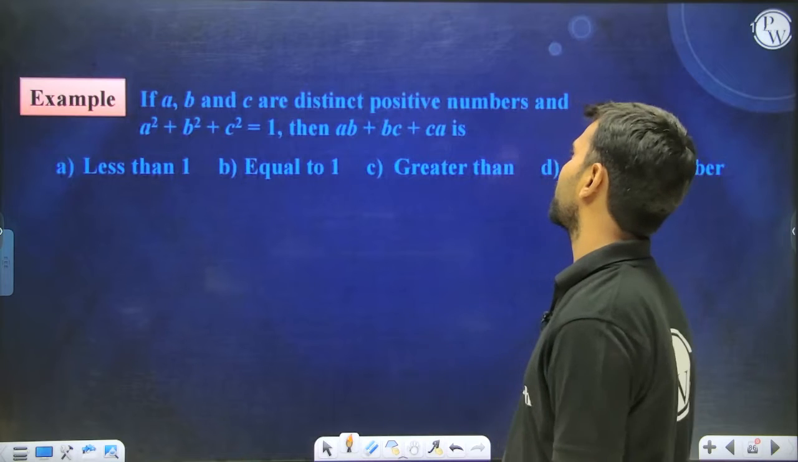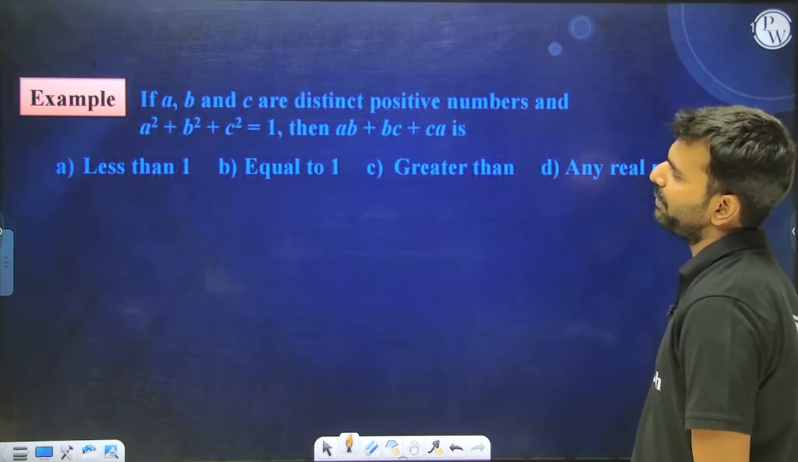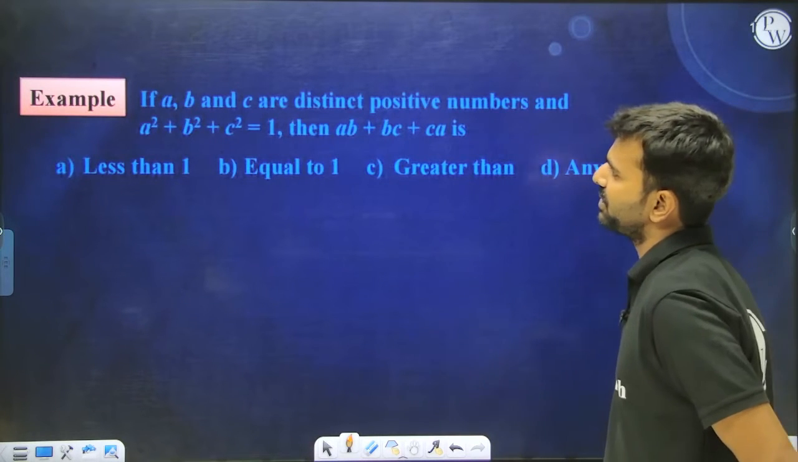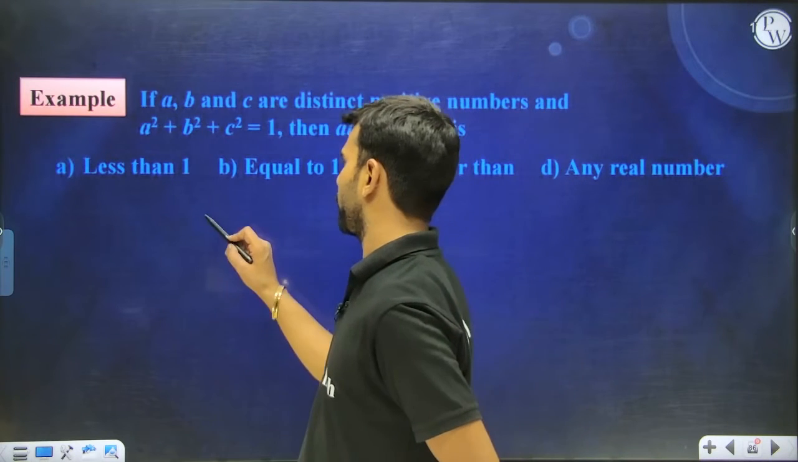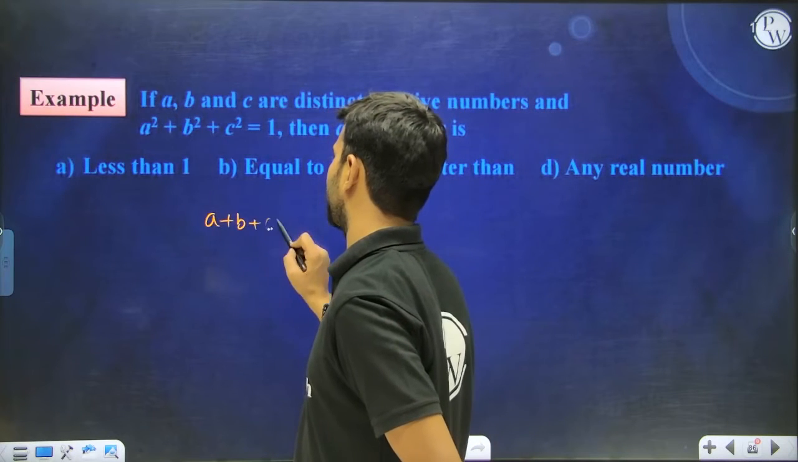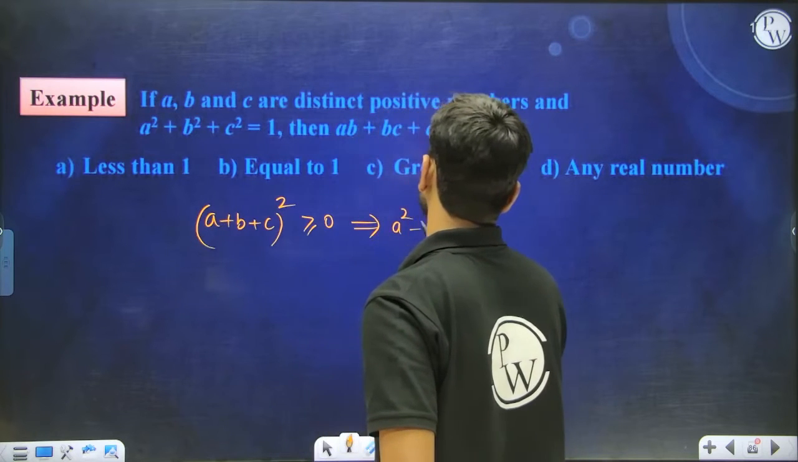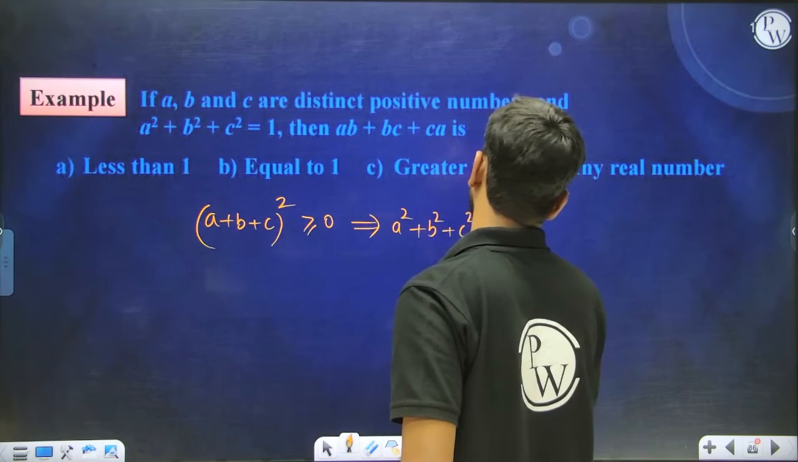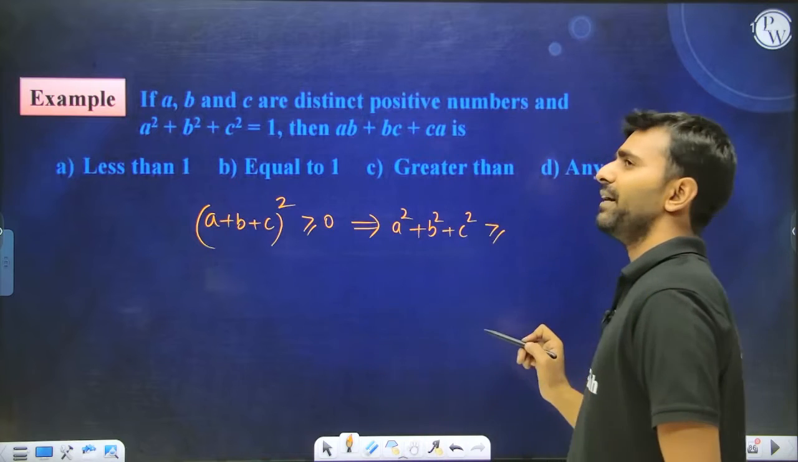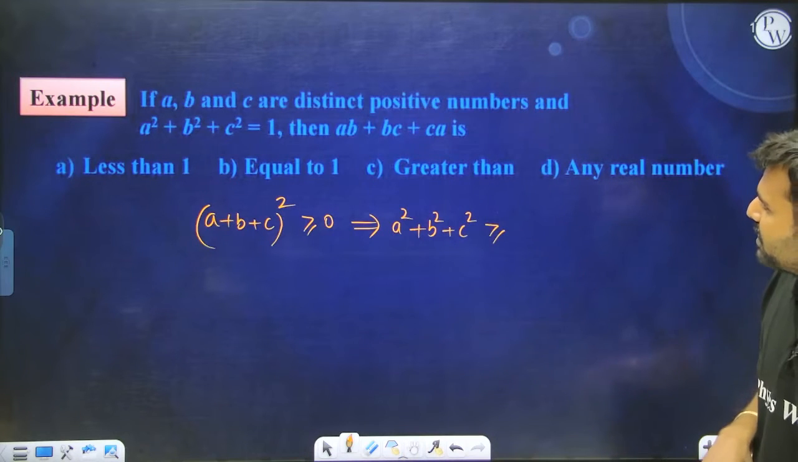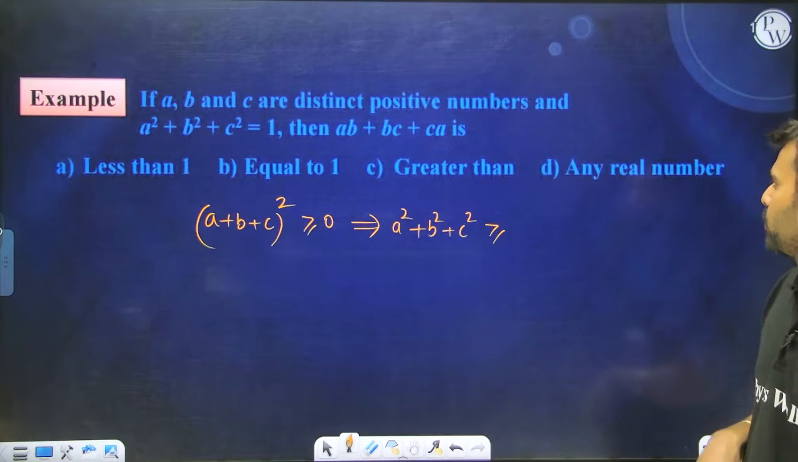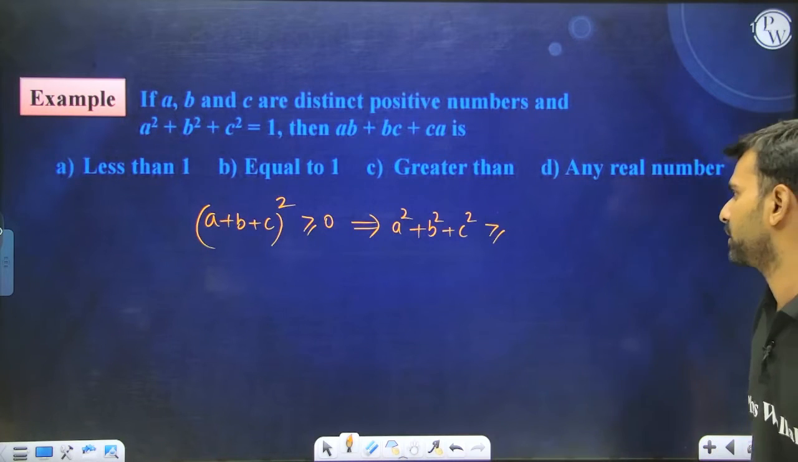A, B, C are distinct positive numbers and A square plus B square plus C square equal to 1, then AB plus BC plus CA is going to be equal to what? Okay, I hope you guys know that A plus B plus C whole square will be greater than or equal to 0. So from here you can say that A square plus B square plus C square is greater than minus 2AB minus 2BC minus 2CA. So AB plus BC plus CA is going to be lesser than or equal to what?